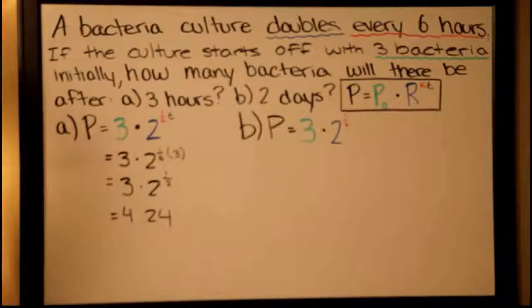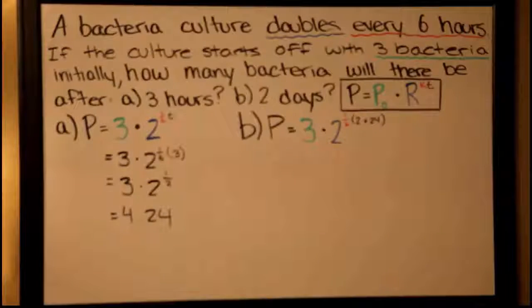Part B is very similar, but the difference is that because we're working in hours, we're going to have to put it as 2 times 24 because there's 24 hours in a day and it's 2 days long. Then you just sub that into the exponent for t and then solve for the rest.